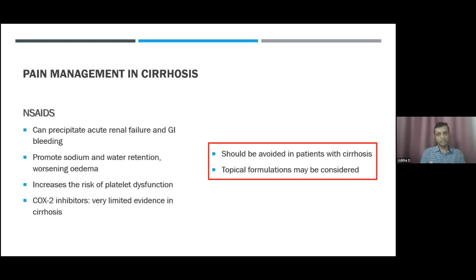But topical formulations may be considered. So if you can get away with a topical formulation of NSAID, as long as you keep the dosing to a normal recommended dose, it should be all right. Another interesting area is the COX-2 inhibitors, which in some animal studies were shown to reduce the progression of liver disease and fibrosis. But there is very limited evidence in cirrhosis, and as of now, we don't have evidence to recommend them compared to the normal NSAIDs, or to say that they are safe in cirrhosis.